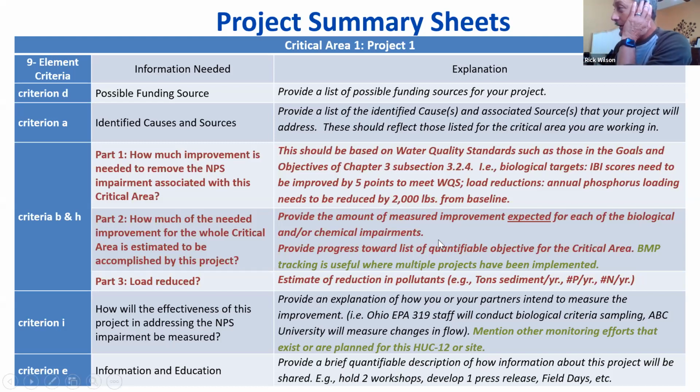When the 9 elements were created, they were all load reduction related. And in Ohio, we have water quality standards based on biological goals and indicators. So this is a way to work through that part of criteria B&H of the 9 element plan. It took us a while. US EPA agreed to it, but there are always questions on it, and there will always be questions on it. We will help you through that as you work through your process.